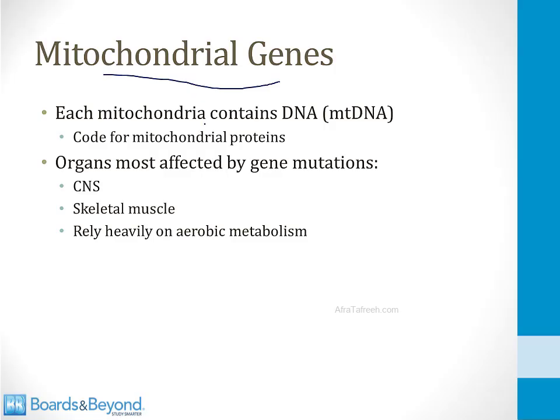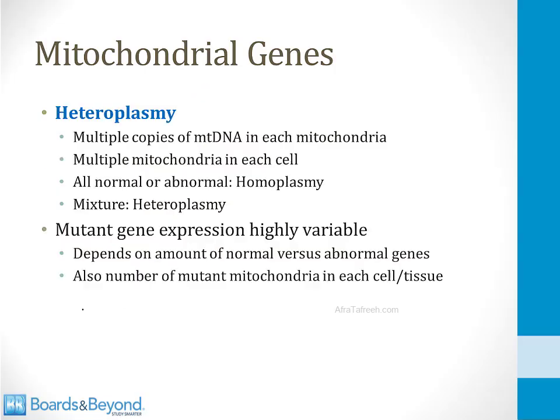You should be aware that each mitochondria found in our body contains some of its own DNA, which is called mtDNA, and this codes for mitochondrial proteins. If there is a mutation in the genes coding for mtDNA, the organs that are most affected will be the central nervous system and skeletal muscle because these rely heavily on aerobic metabolism. Mitochondrial genes display a unique genetic phenomenon known as heteroplasmy.